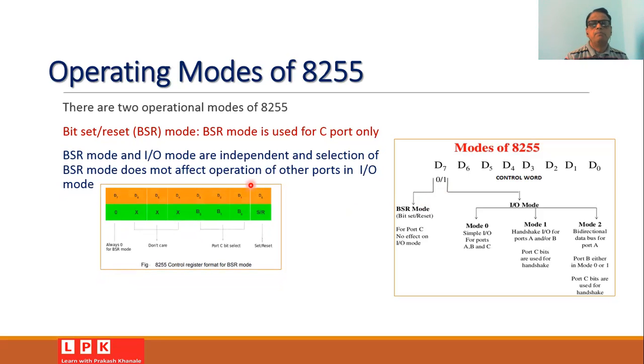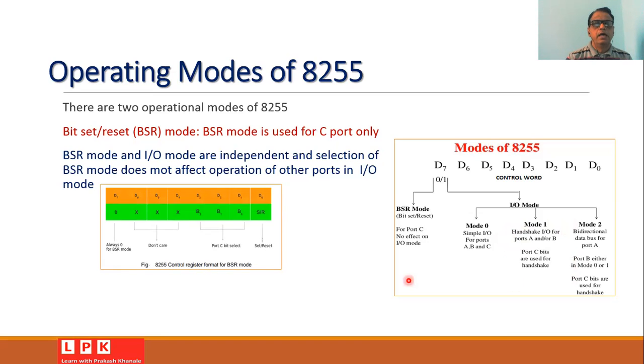One can make use of bit D7 equal to 1 whenever you want to use the IO mode. There are three different IO modes possible: mode 0, mode 1, and mode 2. In mode 0, these are the simple IO modes for all the ports A, B, and C. Mode 1 is called the handshake IO mode for port A and/or port B, and port C bits are used for the handshake mode. In mode 2, there is a bidirectional data bus for port A, port B is in either mode 0 or 1, and port C bits are used in the handshake mode.